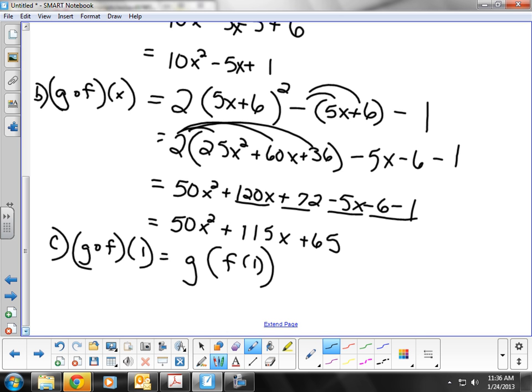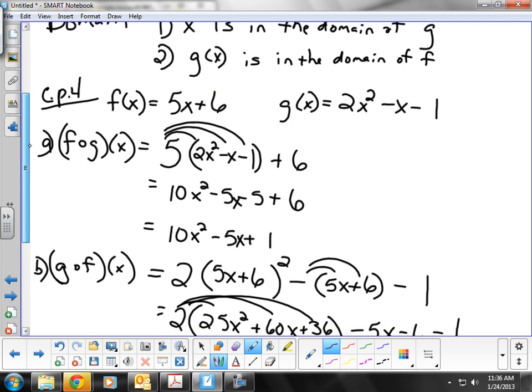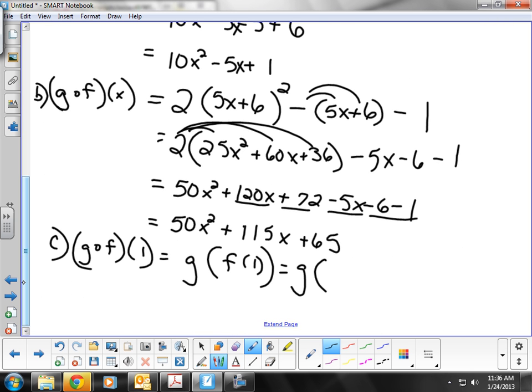I'm going to take that 1 and put it where? Into the F function. Okay, so I'm going to do G of the F function here was 5x plus 6. So I've got 5 times 1 plus 6. So I'm going to take the 1. The 1 only goes into the F function. Doesn't go into the G function. What's going to go in the G function? The y value that goes with that x value. Everybody understand?